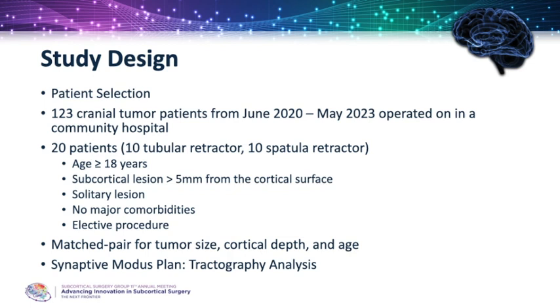From that, we took 10 tubular retractor patients who fit the criteria of being over 18, having subcortical lesions that are greater than 5 millimeters from the cortical surface, a solitary lesion that was an elective procedure with no significant comorbidities.